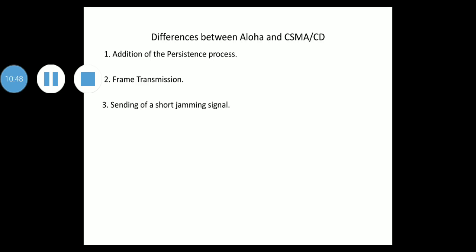The third difference is the sending of a short jamming signal. Why do we have to send the short jamming signal? To make sure that all other stations become aware of the collision.